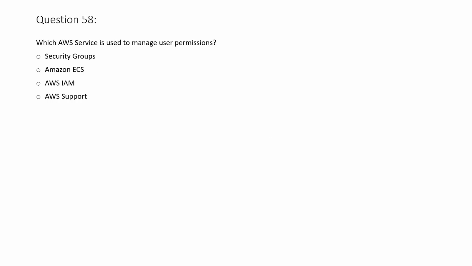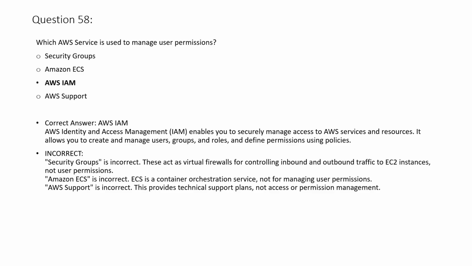Question number 58. Which AWS service is used to manage user permissions? The options are security groups, Amazon ECS, AWS IAM, and AWS Support. The correct answer is AWS IAM. It is used to manage the permissions that will be assigned to the user.